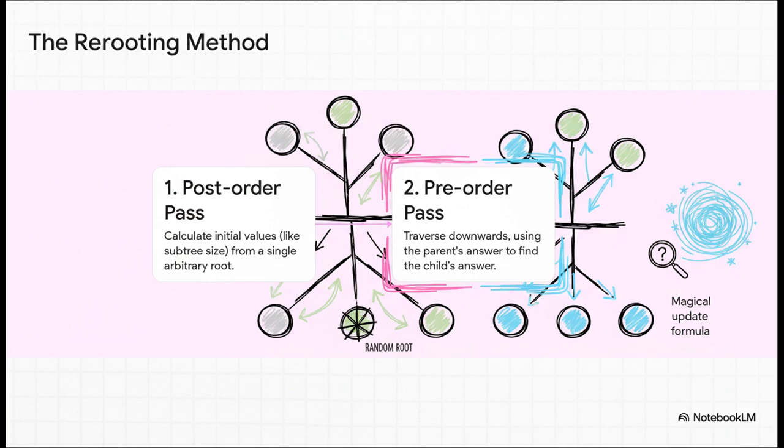First, we do a post-order pass, just like before. We pick any old node to be our temporary root, let's say node 0, and we calculate initial info like subtree sizes from the bottom up.